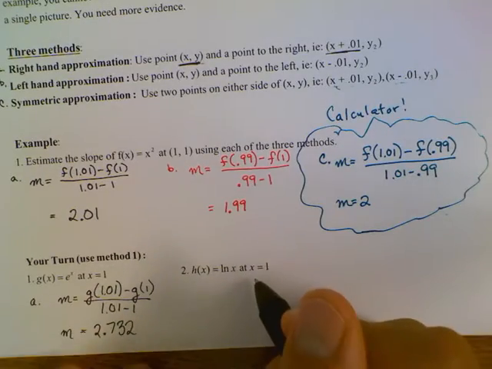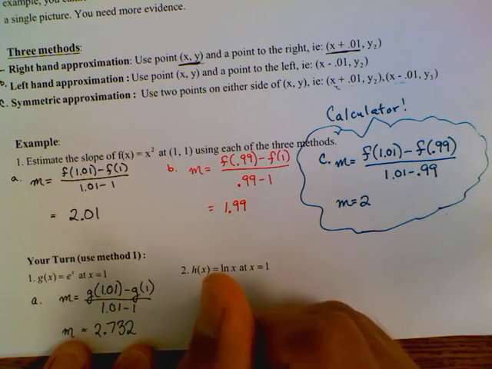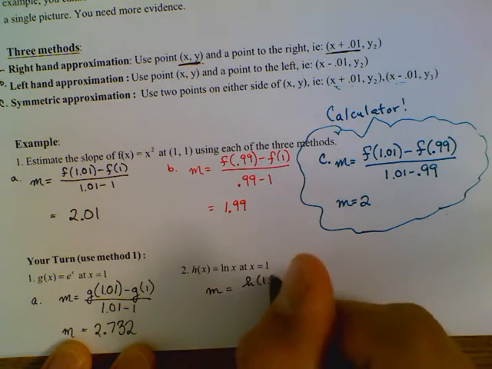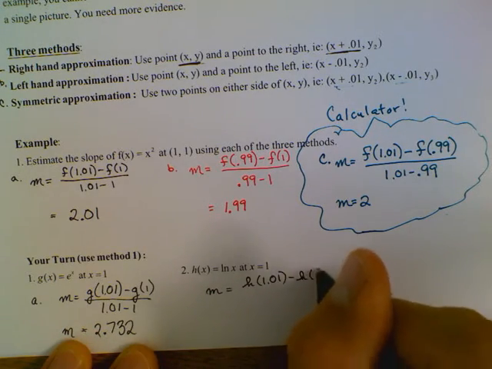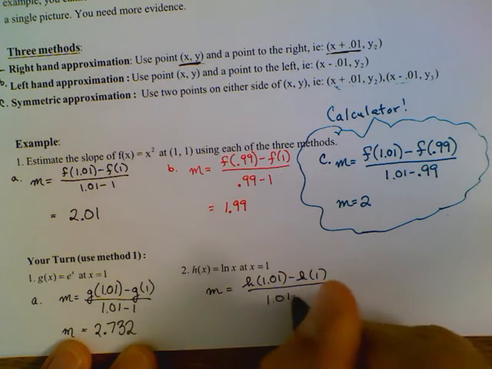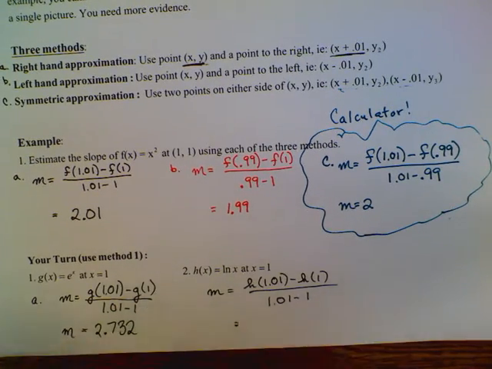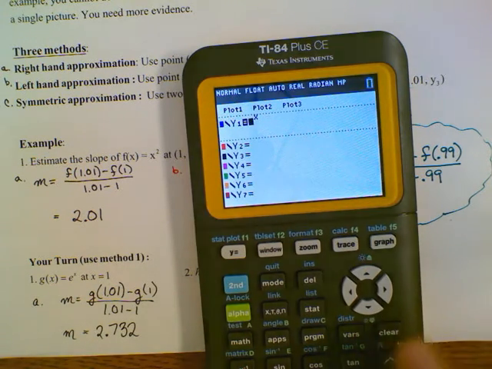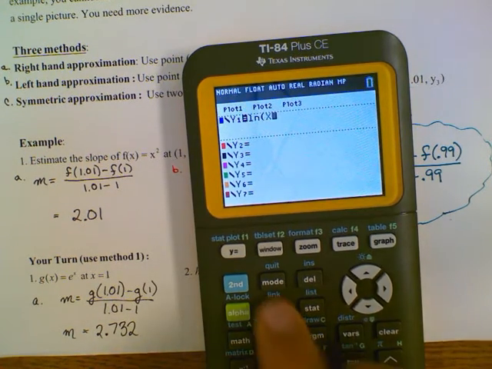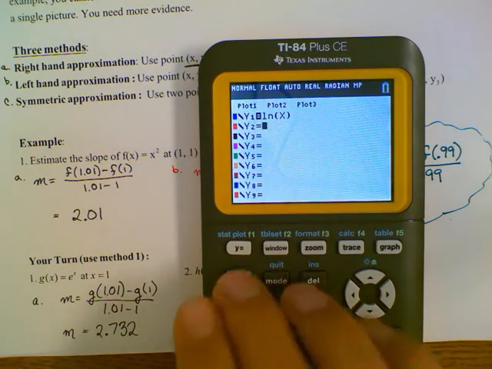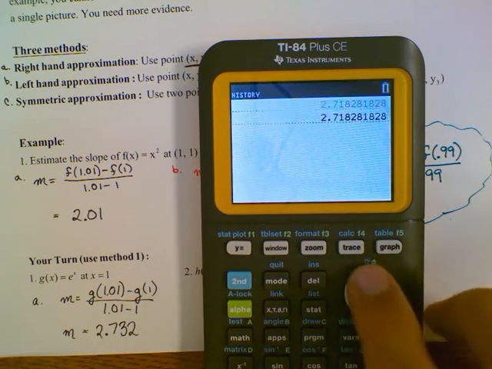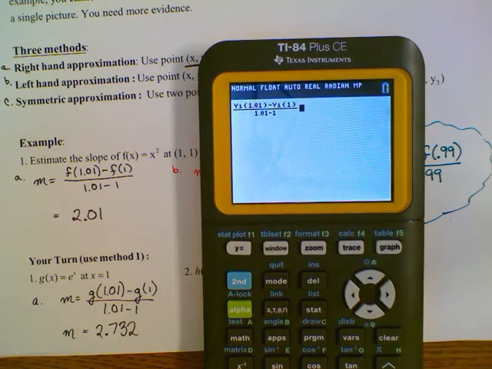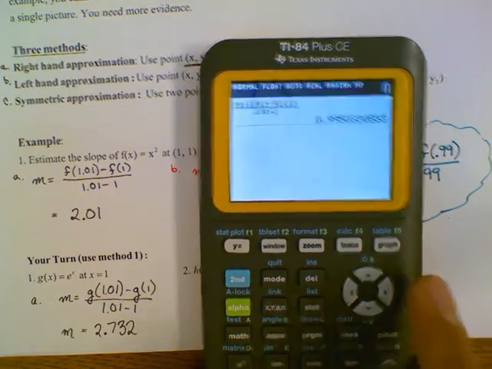All right, so what about this one? Well, my work is actually going to look much the same. M equals h of 1.01 minus h of 1 all over 1.01 minus 1. The only thing that I really have to change then is my function, so change that function to natural log x. Go back to the home screen, push up, find what you've already typed in, and push enter. 0.995.